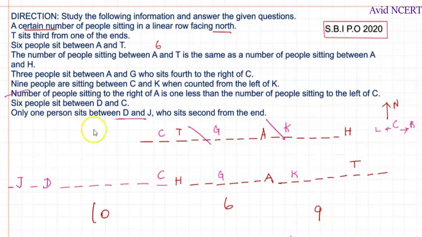6 people sit between D and C: 1, 2, 3, 4, 5, 6. Only one person sits between D and J. There is one person sitting between them, and J sits second from the end. So J is sitting second from the end. So all these conditions are satisfied, and this is the correct arrangement.